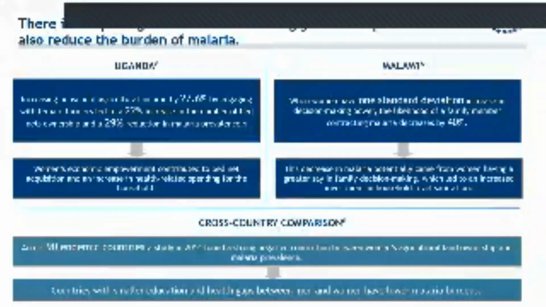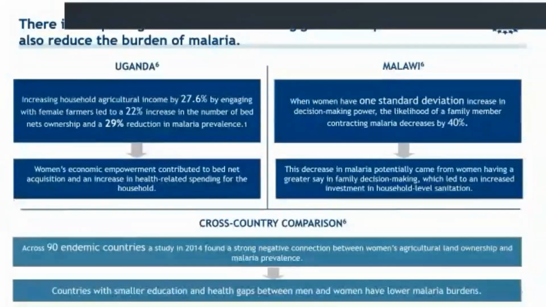There is an increasing acknowledgement that gender equity can reduce the malaria burden across countries. We have a few examples linking lower malaria incidence and improved gender equity. In Uganda, for example, a program that increased household agricultural income by engaging with female farmers led to an increase in bednet ownership and a reduction of malaria prevalence in these households. In Malawi, when women have an increase in household decision-making power, the likelihood of a family member in that household contracting malaria decreases.